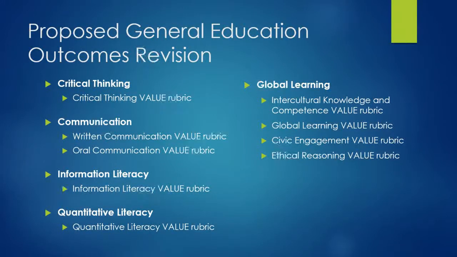So for example, critical thinking has a critical thinking VALUE rubric. Communication, there are actually 2 rubrics incorporated in that outcome, both written and oral. Currently, our general education outcome only applies to written communication. Information literacy and quantitative literacy are both tied to VALUE rubrics. And then global learning has a VALUE rubric, and it also incorporates 3 other rubrics to use to evaluate student learning as well.